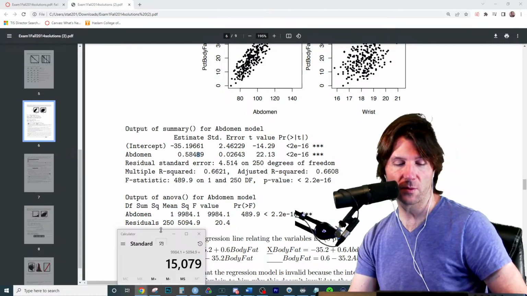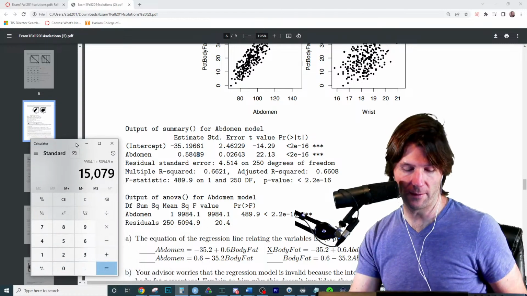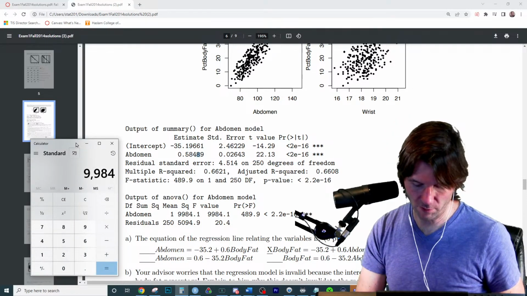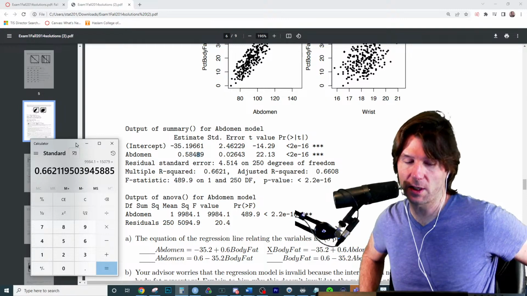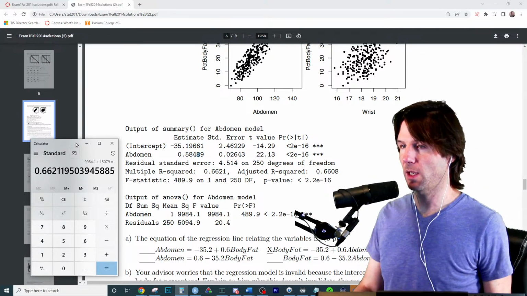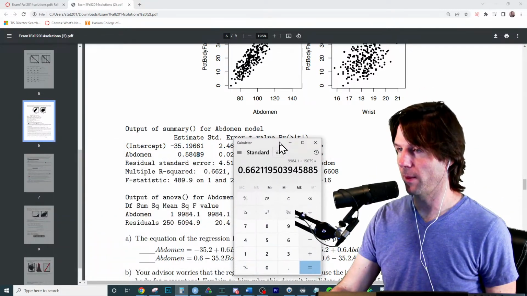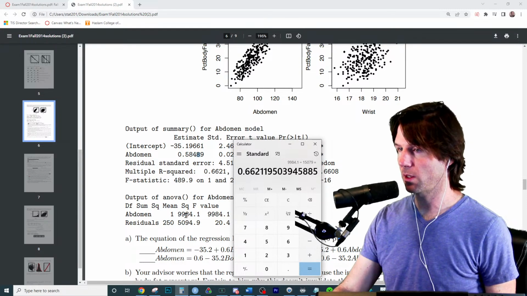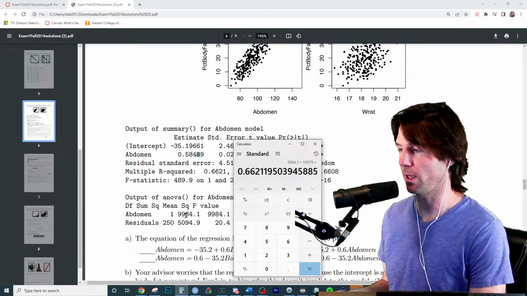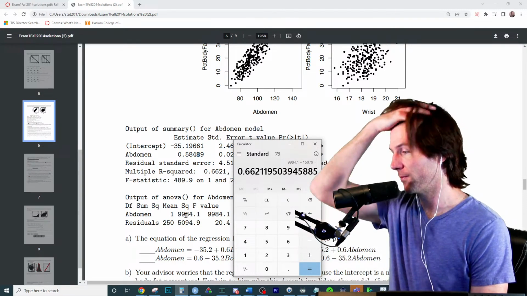So let's look at the reduction right here. The reduction we have is 9,984.1 out of the total. And what did I just calculate? I just calculated what value by looking at the amount of reduction we have. So I just looked at the amount of reduction out of the total, and I literally just calculated what?